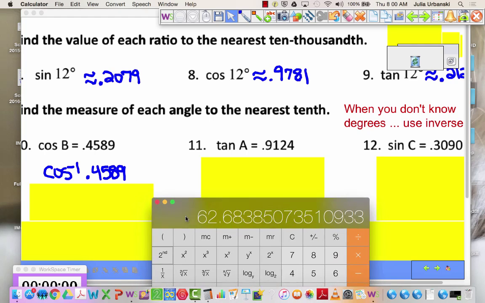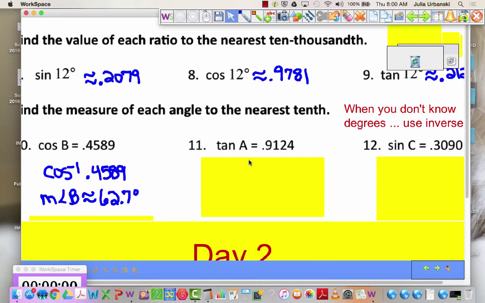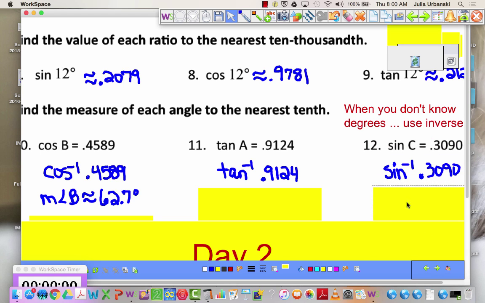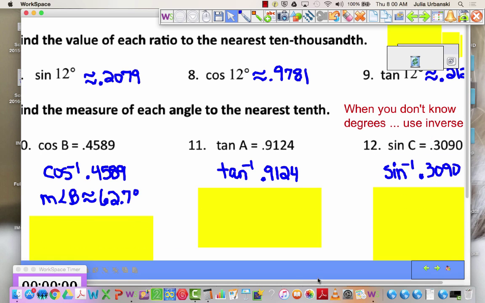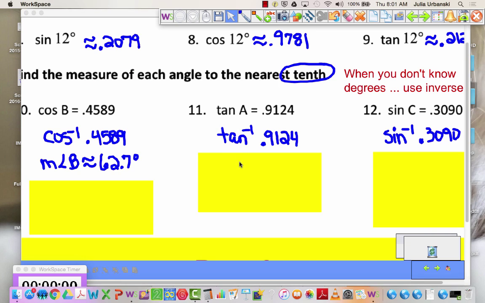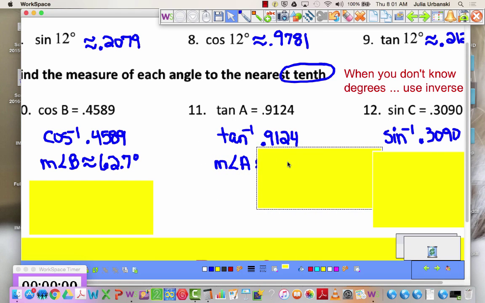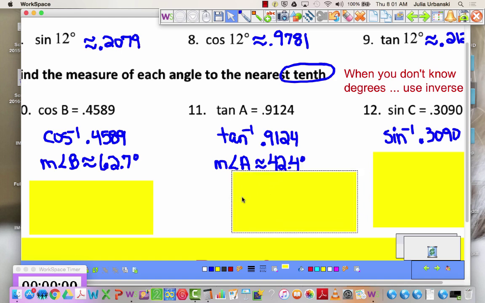All right. Find the tangent, or find what the angle would be. Use the tangent inverse, because you don't know the little degrees, you only know the answer. Let's see what angles you get for these. So this would be what? Measure of angle A would be? Good, 42.4. It's talking about the tangent of A. So what they're really saying is that the tangent of 42.4 equals 0.9124. So you have to go forwards, you have to go backwards.